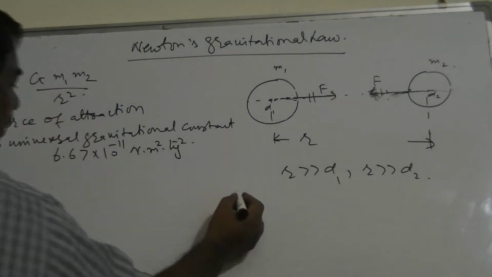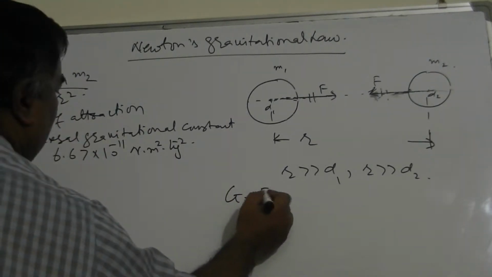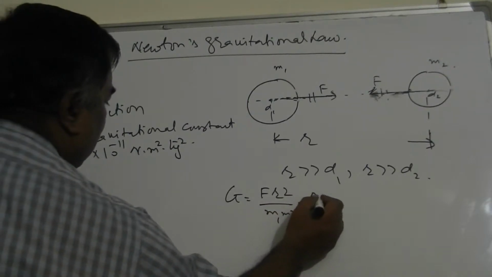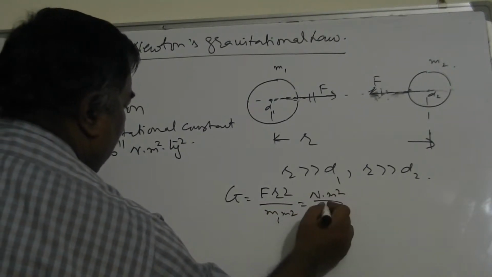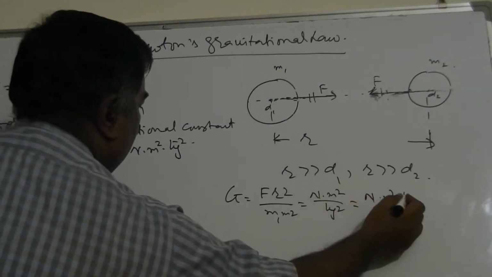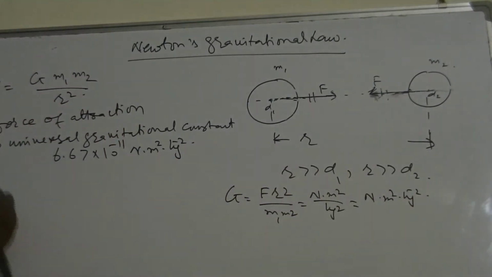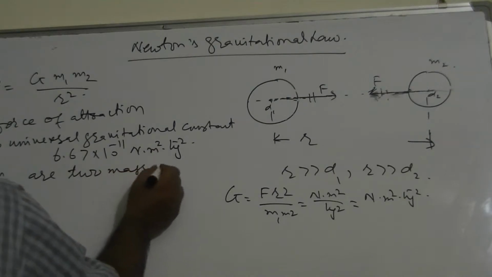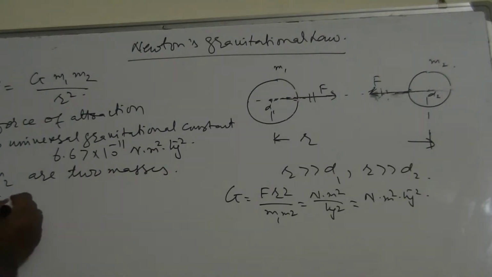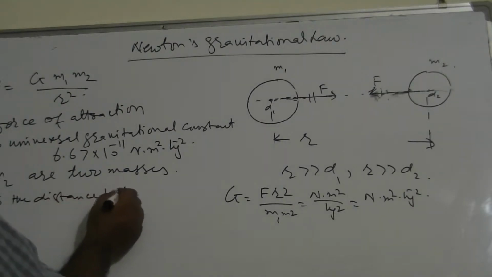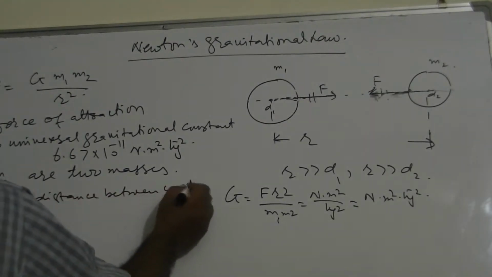You can find its unit by just writing G is equal to F r square upon m1 m2. So this is Newton into meter square upon kg square, or Newton meter square kg power minus 2 is the unit. Then m1 and m2 are two masses. R is the distance between centers of the bodies.